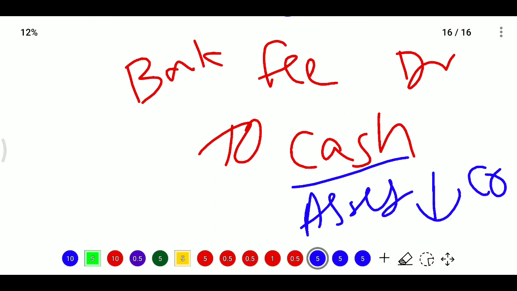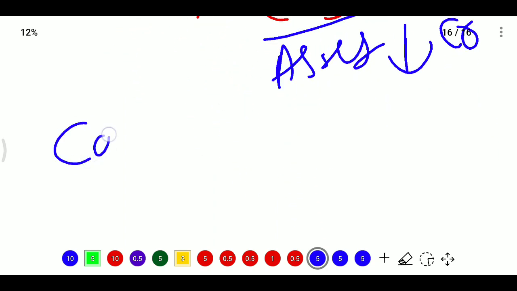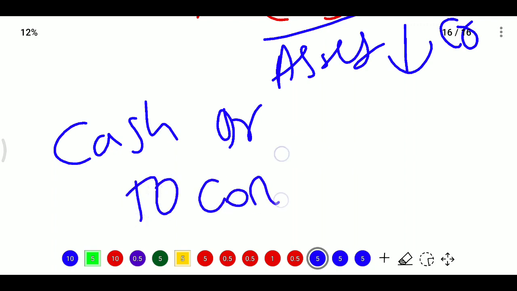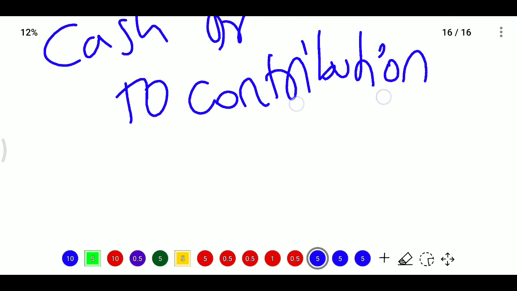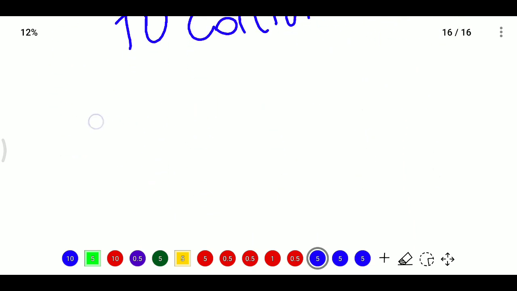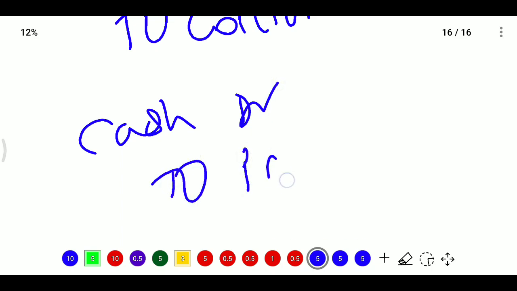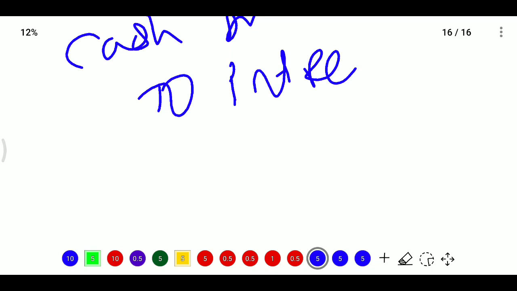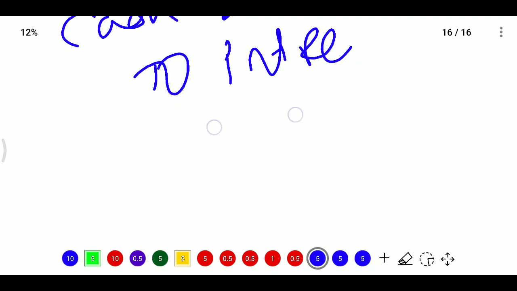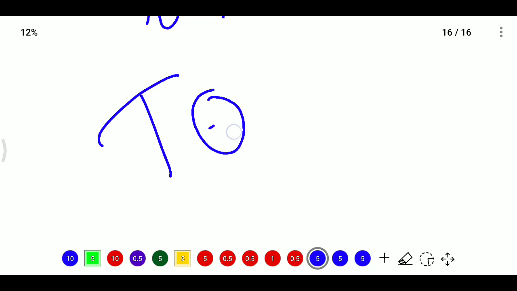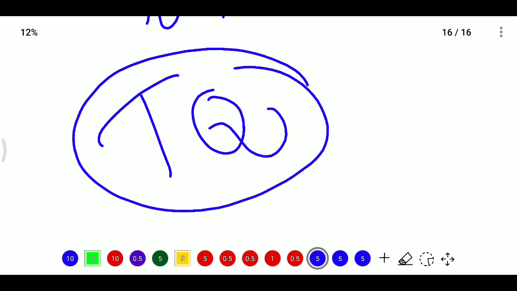And when a subscription is received, one will receive the money, which means the cash asset is increasing. Cash account debit, to contribution, that is equity. And when interest is received, cash account debit, to interest received. Interest receipt is a revenue, it will be taken in the revenue. So this is debit and credit, this is basic accounting in fund administration, and we will continue in the next video, next topic.